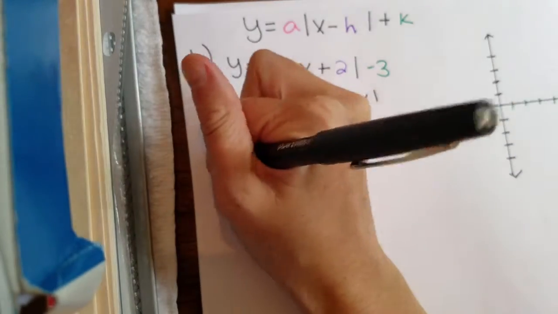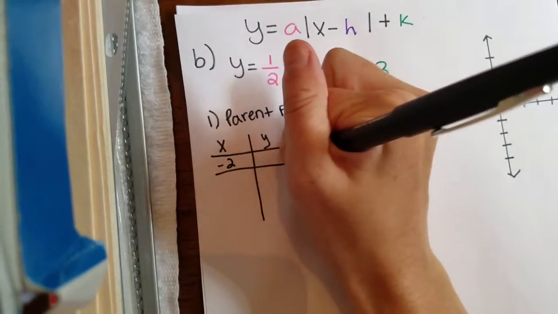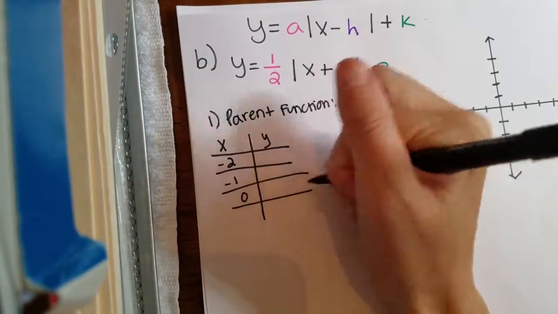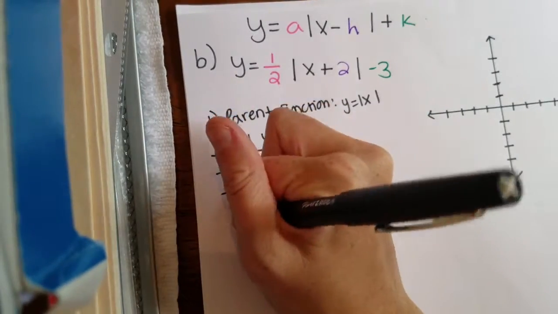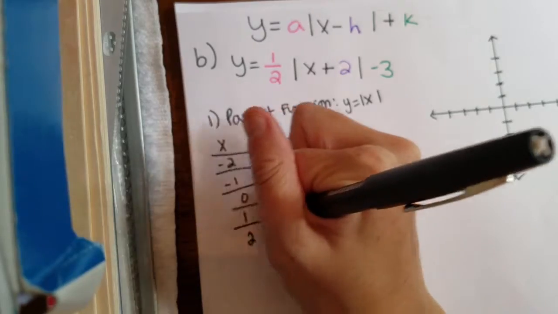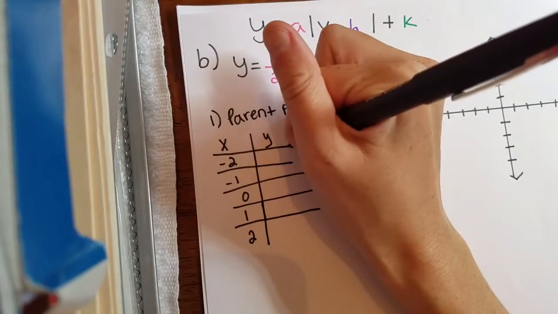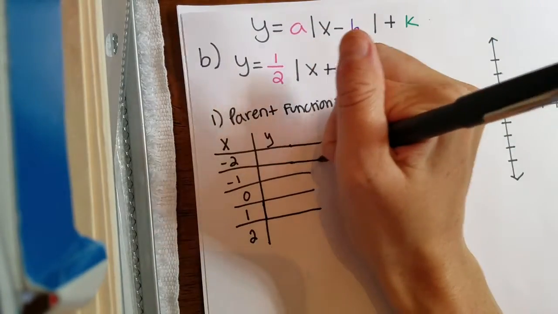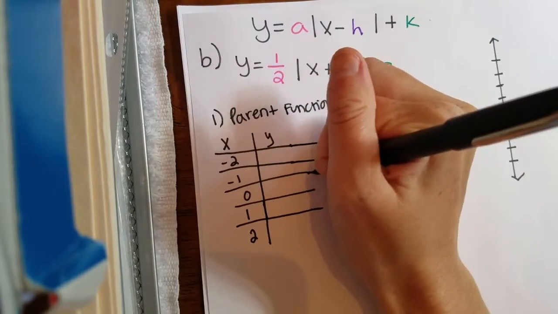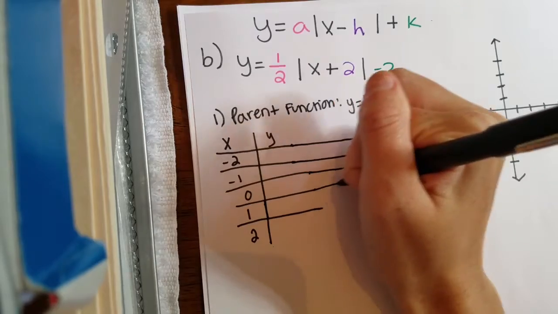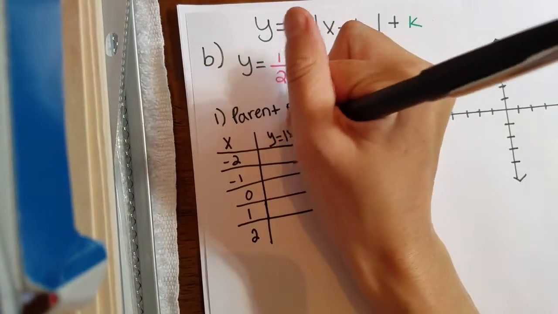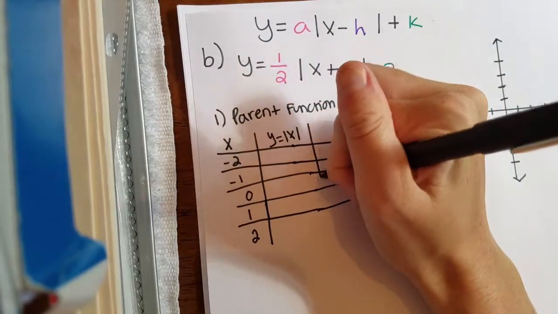We use a little bit of negative, so -2, -1. We include 0. And then we include some positives, so I'll use 1 and 2. I'm going to go ahead and extend these over so we can use them later on. Alright, and our parent function is the absolute value of x.